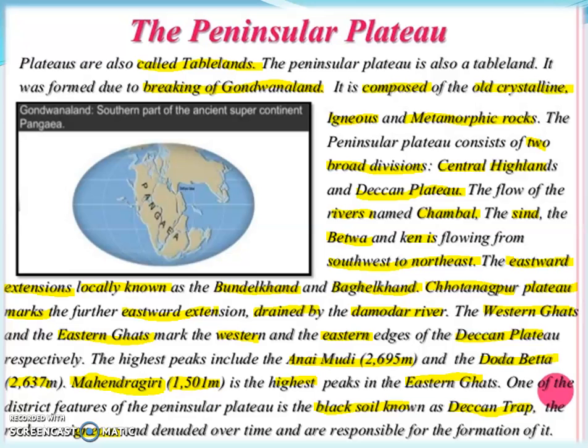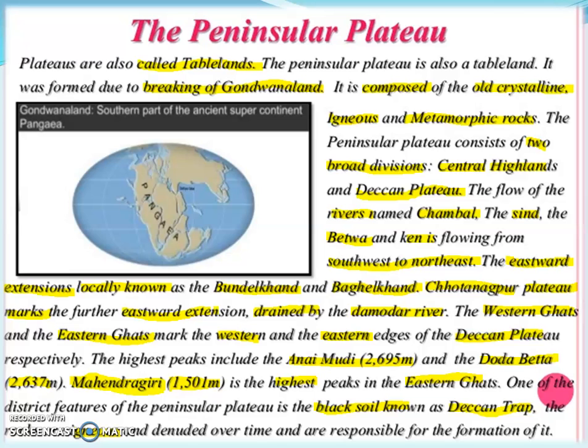First we have the Central Highlands, then we have the Deccan Plateau. Mostly the rivers that flow in this Peninsular Plateau are the Chambal, the Sindh, Betwa, and Ken. These flow from southwest to northeast. Then the eastward extension is locally known as Bundelkhand.